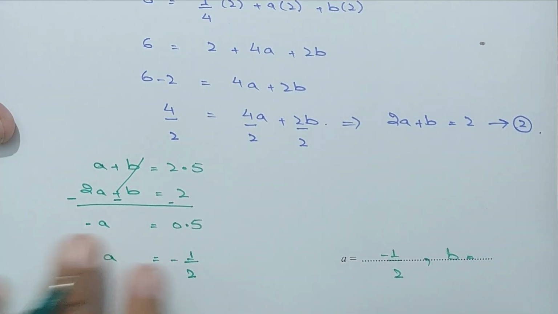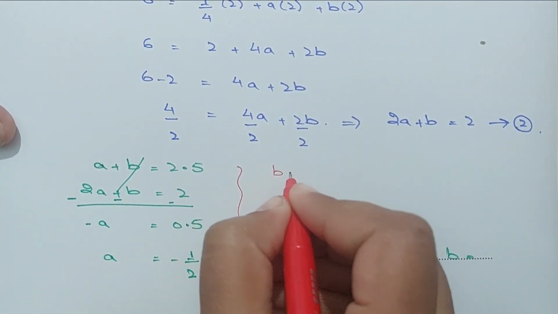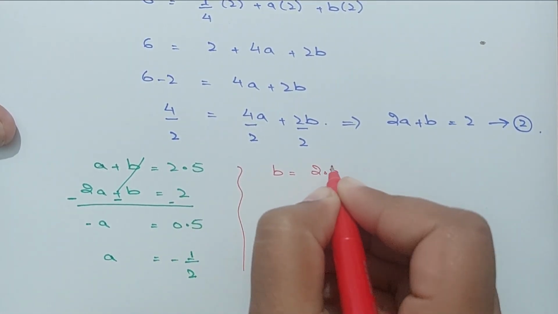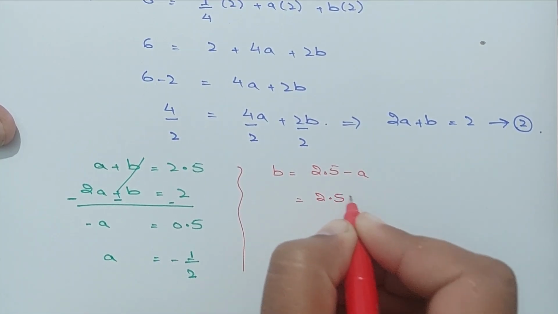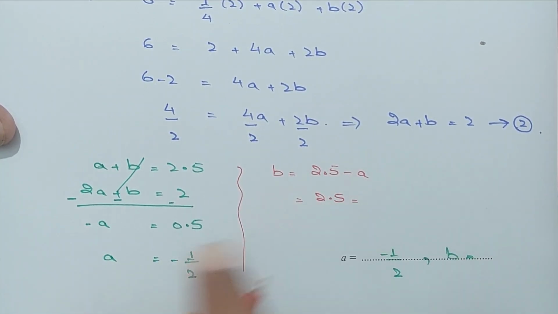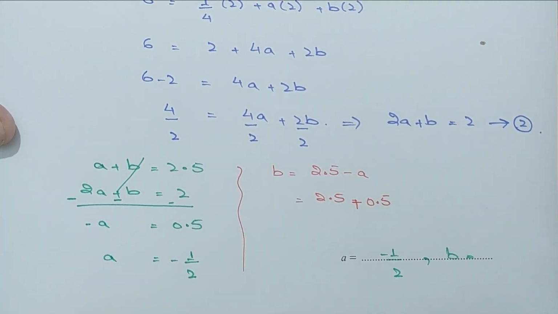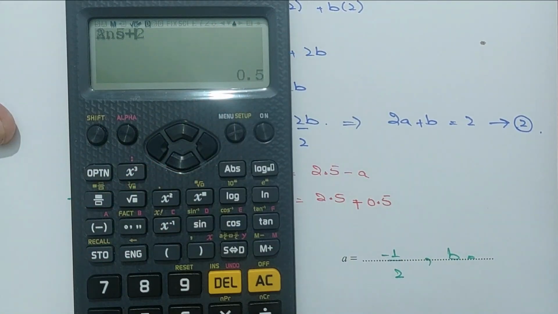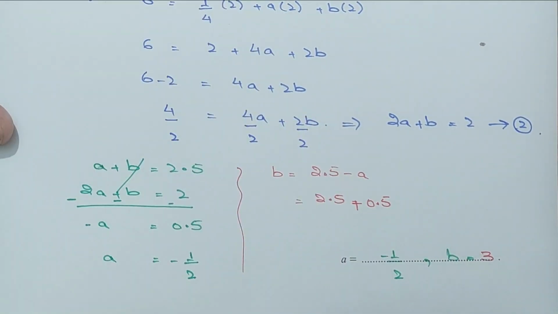B is, substitute into the first equation to get b. So from here we can say b equals 2.5 minus a value, which is 2.5, and a value, this would be plus 0.5. This is 3. B value is 3. Right.